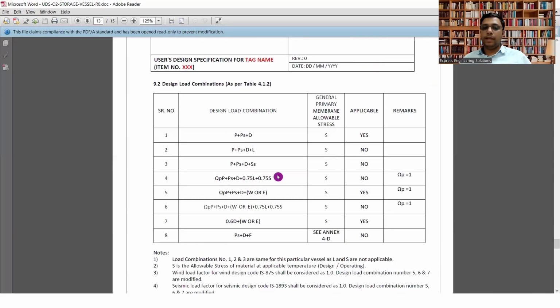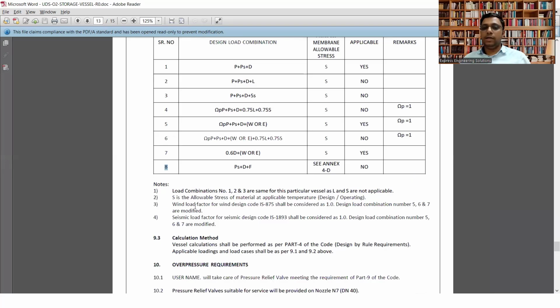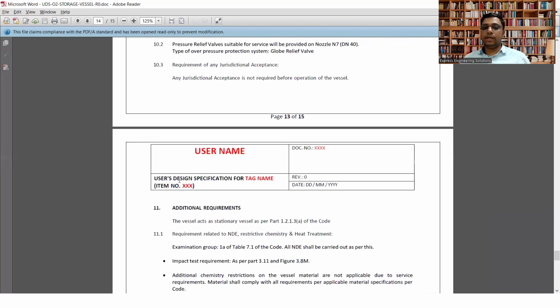Then comes the load combinations as per Table 4.1.2 of ASME Section VIII Division 2. So what are the different load combinations? Here 8 load combinations have been specified. But if there are any other load specifications or requirements apart from the code, those also the user can specify under this table. Then comes additional requirement.